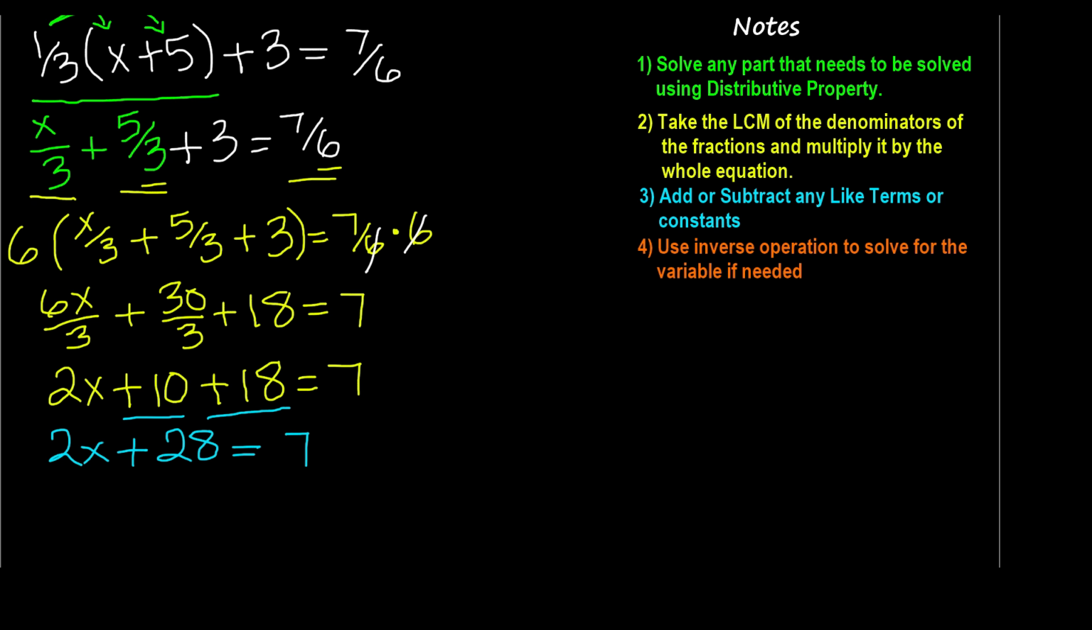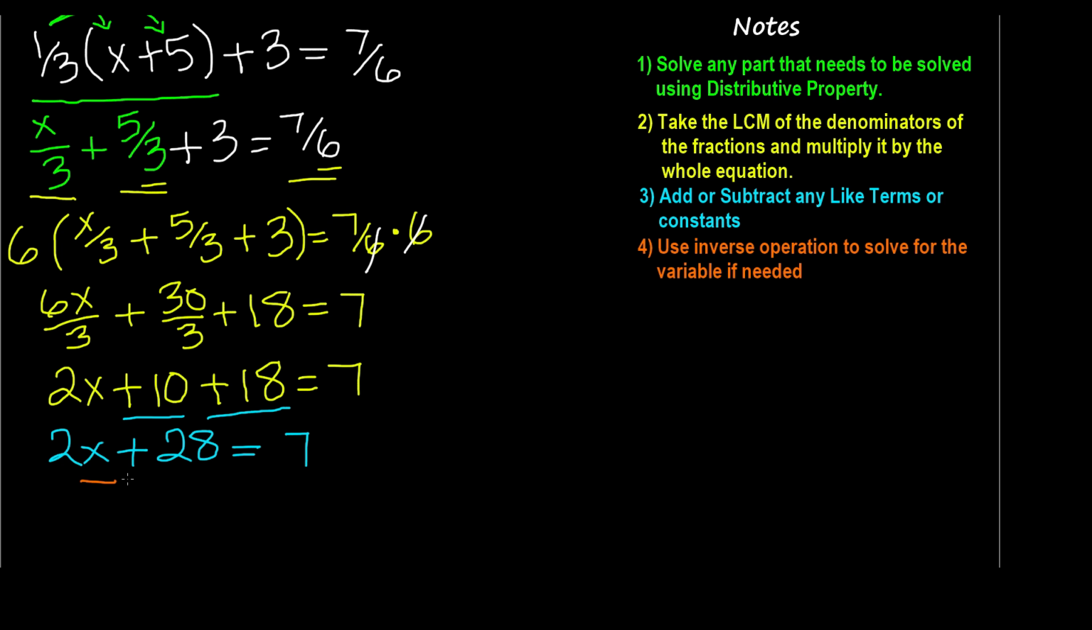Now, our final step, which is step number 4, tells us to use inverse operation to solve for the variable if needed. Yes, we do need to solve for the variable, which is x, because first of all, we're multiplying x by 2, and then we're adding 28 to get to 7. So we need to isolate the variable all by itself.